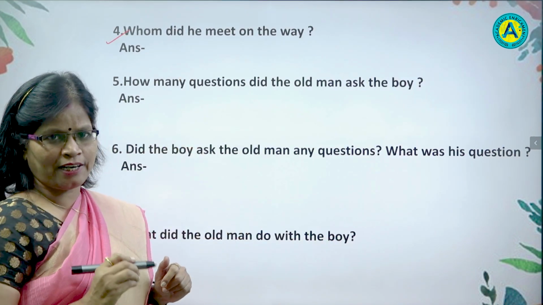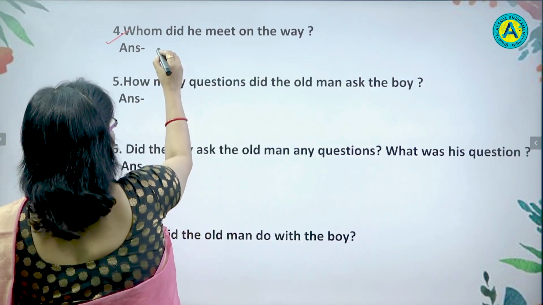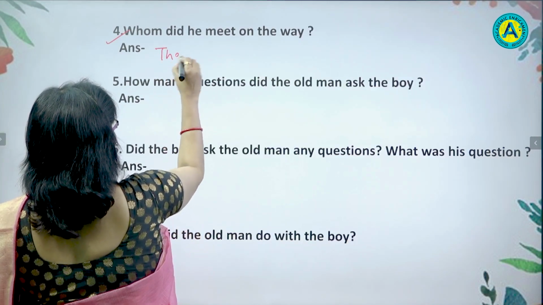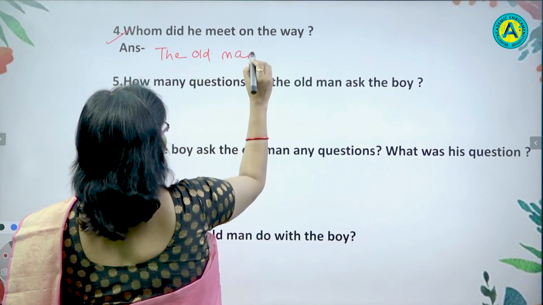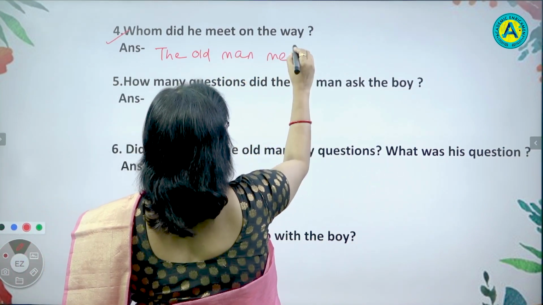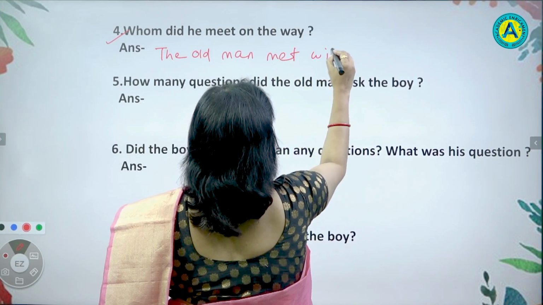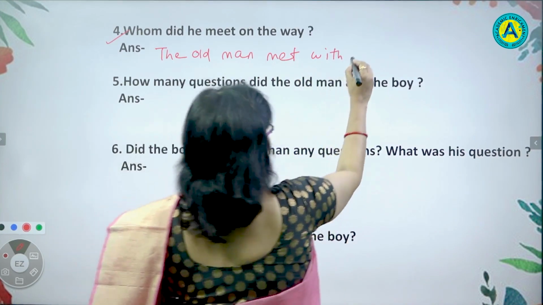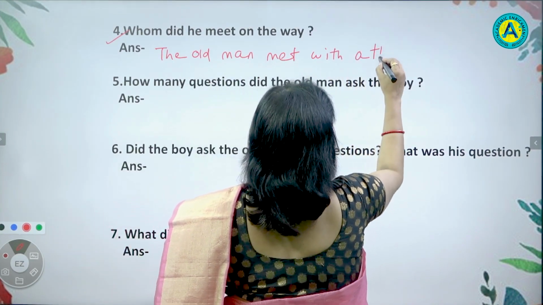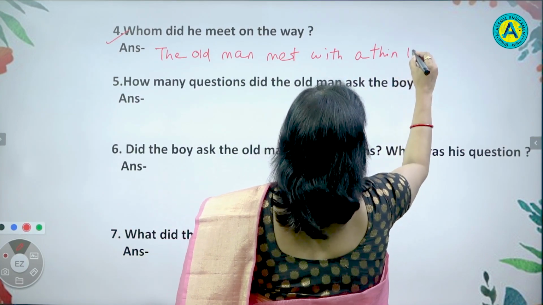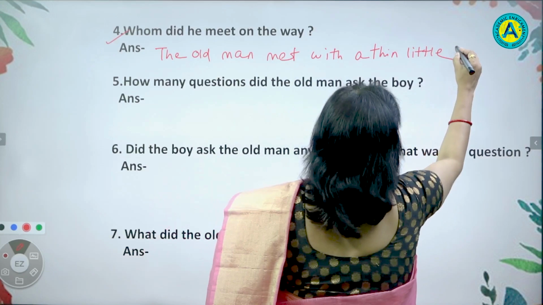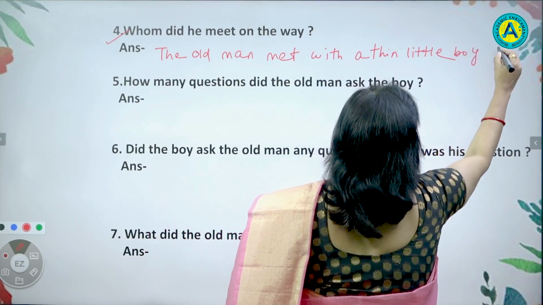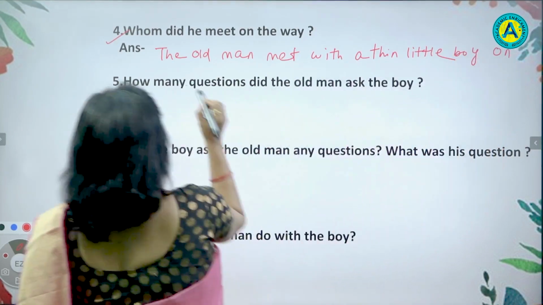Now, I am writing the answer. The old man met with a thin little boy on the way.